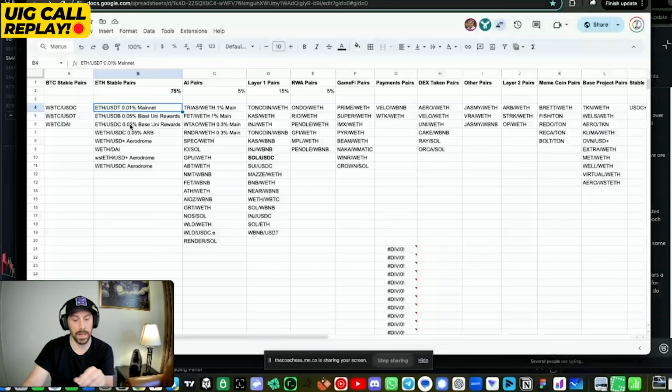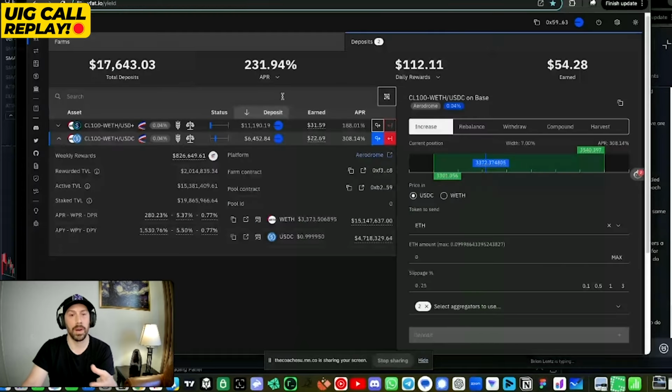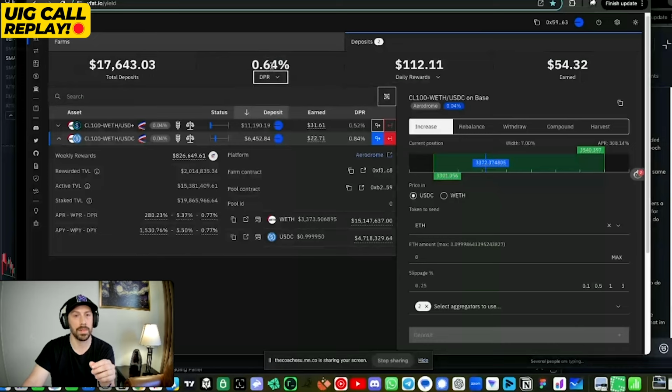But for my purposes here today, I want to take a look at ETH USDC at the 0.05% fee tier on Base. I've already got a couple of portfolios on VFAT through Aerodrome, and I want to diversify my yield. In this particular portfolio, right now I'm doing about $100 a day on 17K deployed. That's about 0.6% per day. I expect this to decline to 0.4%, which is what I've been seeing as an average for these pools on Aerodrome.